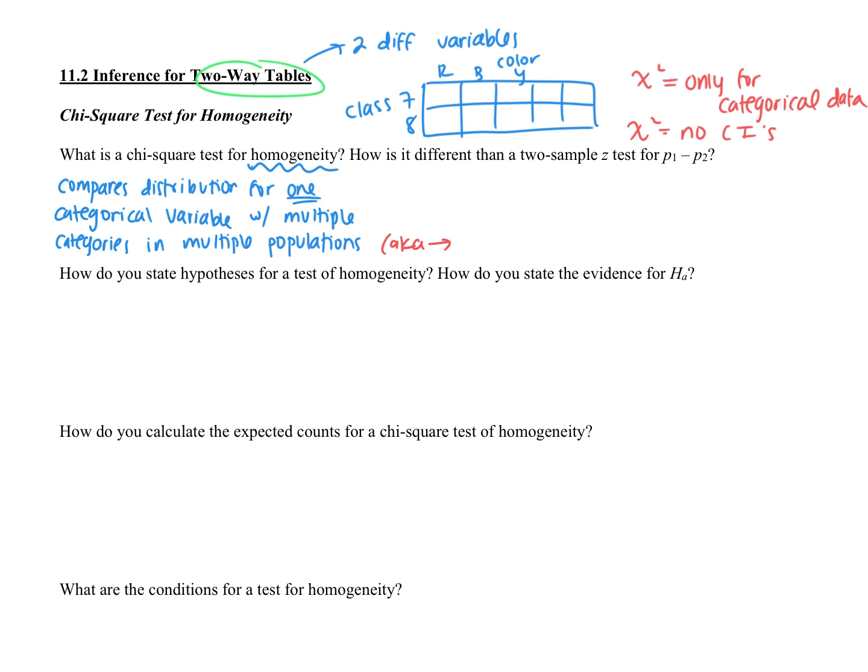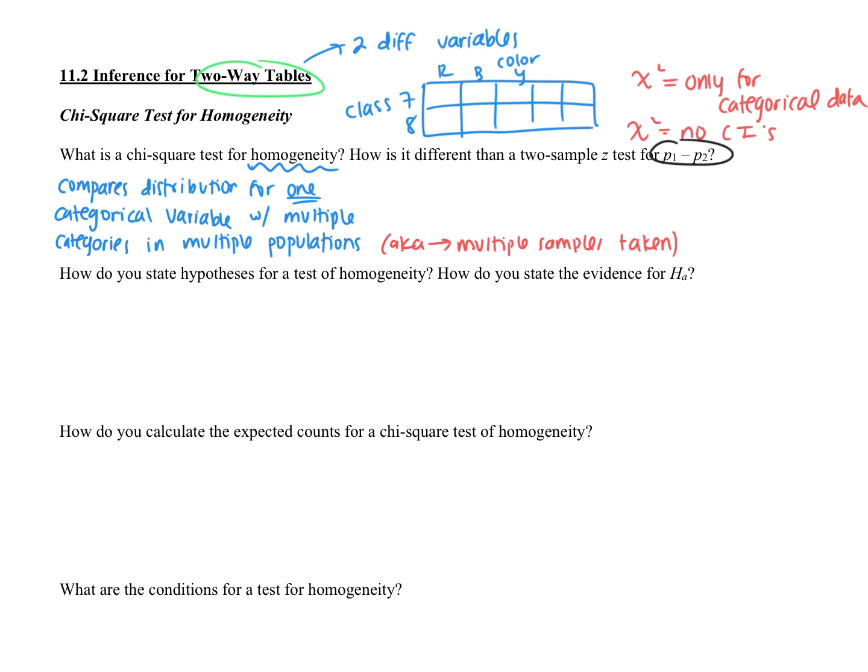AKA, what I'm saying is that we have multiple samples taken. So the data above in that table would be a test for homogeneity if I took a sample from block 7 and a sample from block 8 separately. I took separate samples, hence chi-square test for homogeneity.